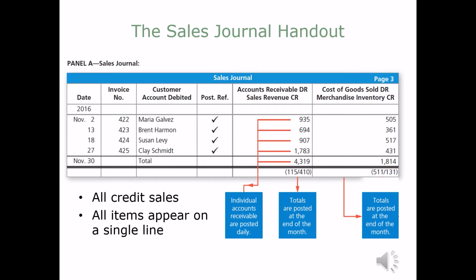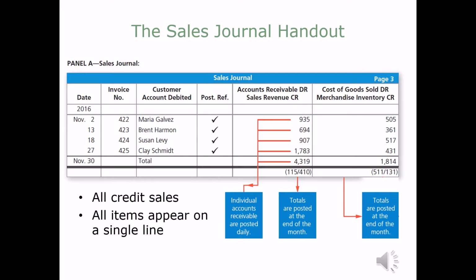And then over to the right, we have two separate columns. The first column says accounts receivable debit, sales revenue credit. This is the amount that we would normally post in our general journal as a debit to accounts receivable and a credit to sales. It's the total amount of the sale to Maria Galvez on November 2 for the first one.